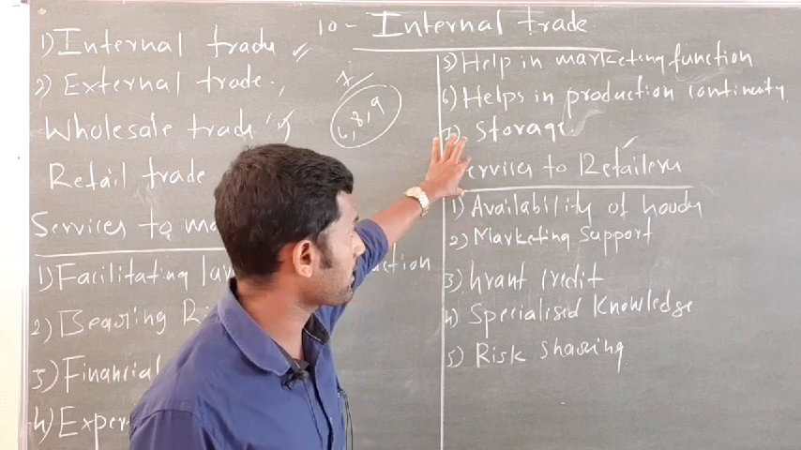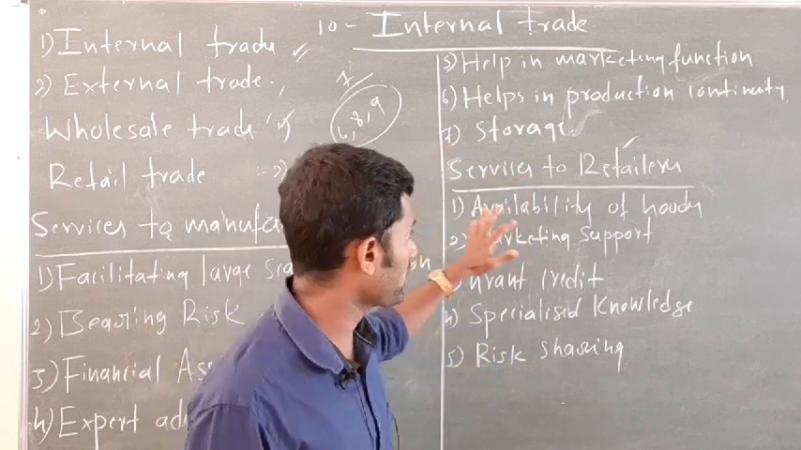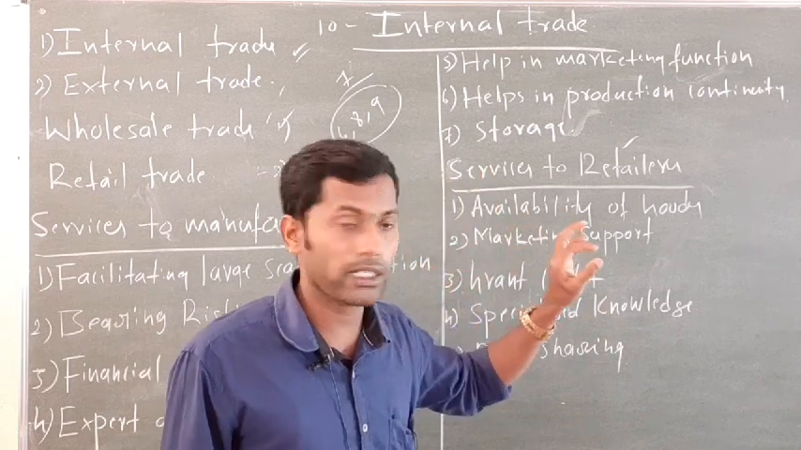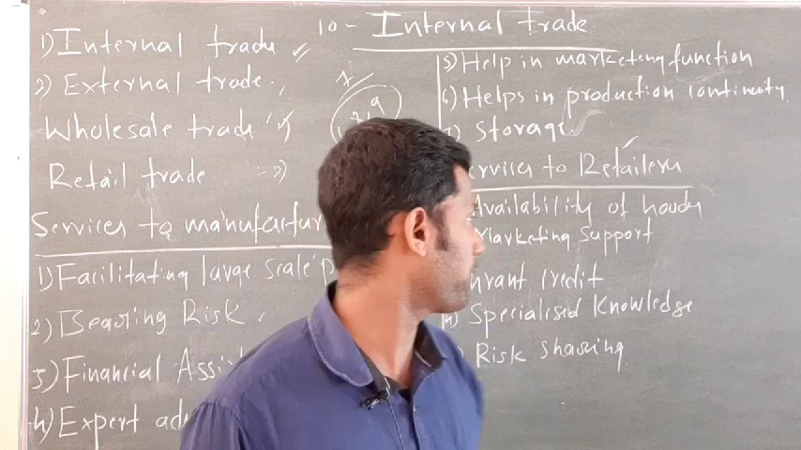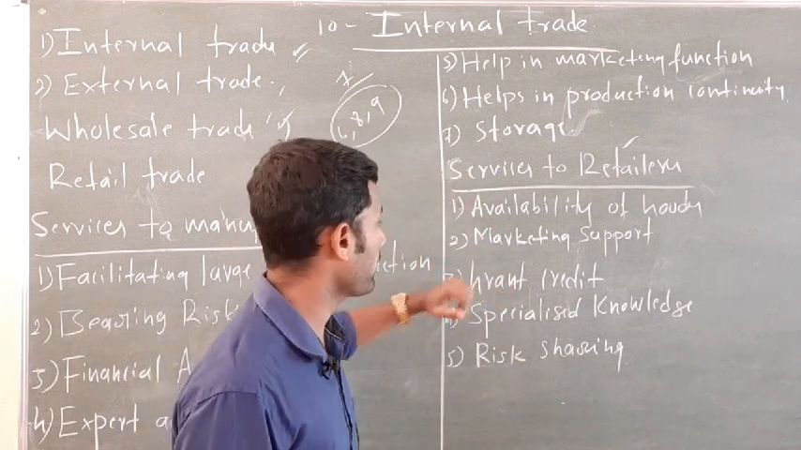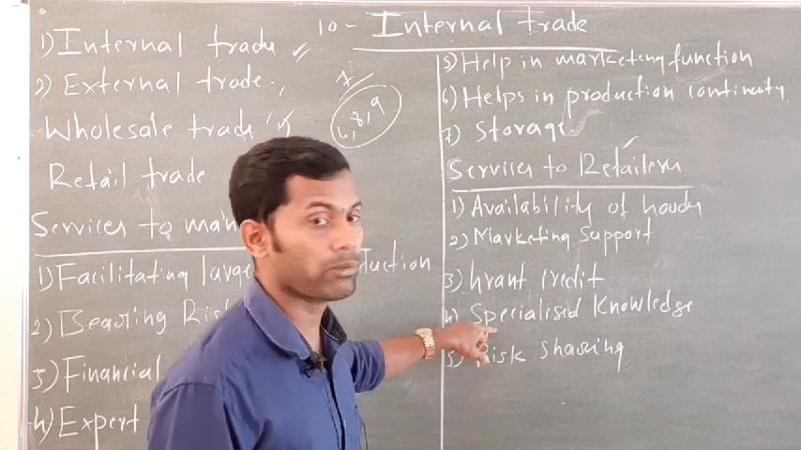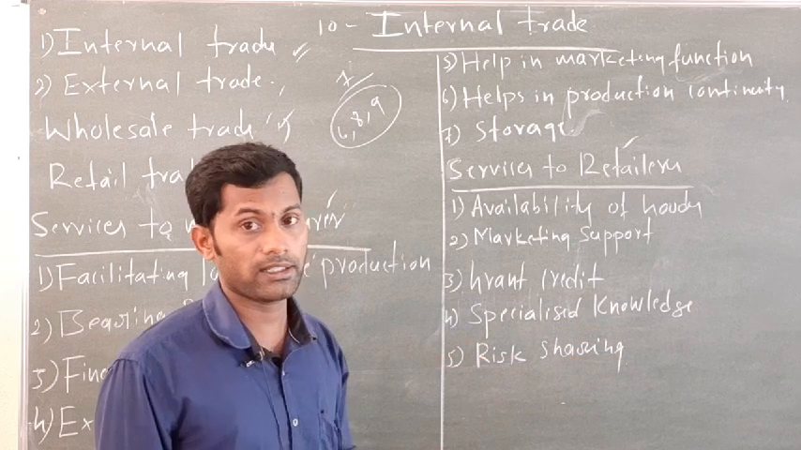Next, the services to retailers, services provided by the wholesaler to the retailer. First one, availability of goods. Second one, marketing support. Third one, grant credit. Fourth one, specialized knowledge. Then fifth one, risk sharing.